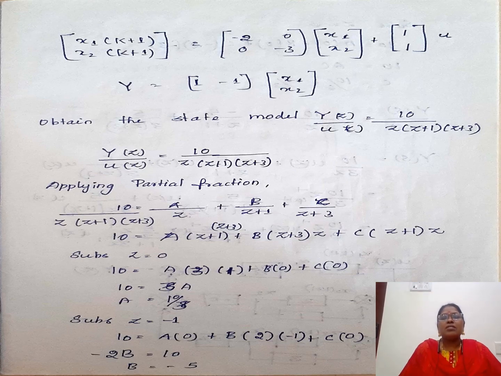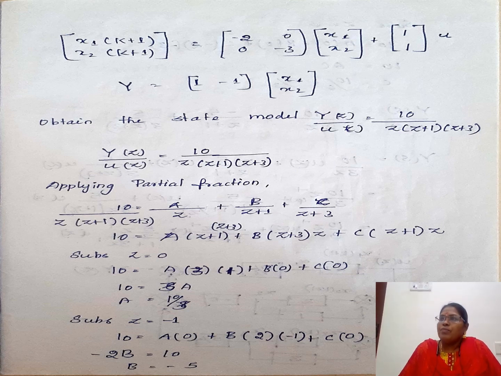So after getting the equations, you have to form a matrix. This is the matrix. This is x1 of k plus 1, x2 of k plus 1. This is minus 2, minus 3. And also find what is the equation for the output. That is 1 minus 1. Here you have only two state variables. So it is x1 and x2.